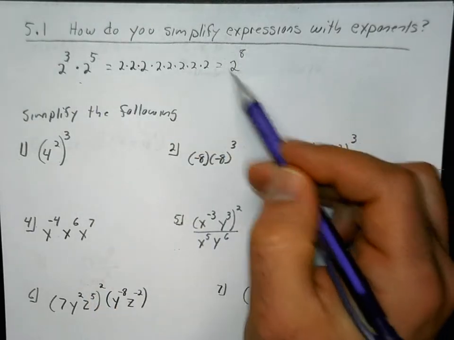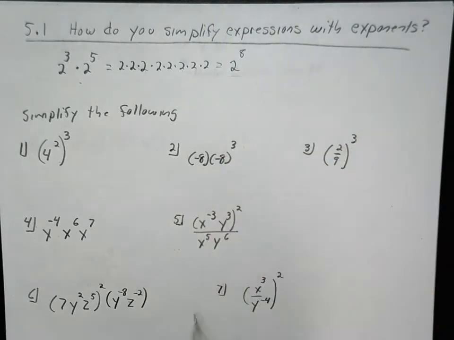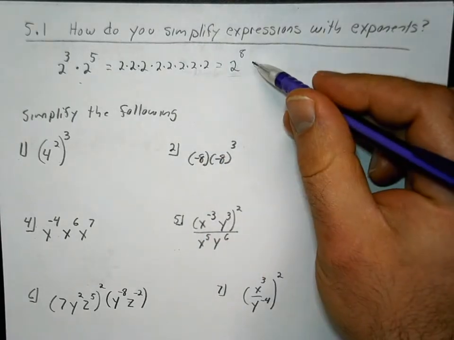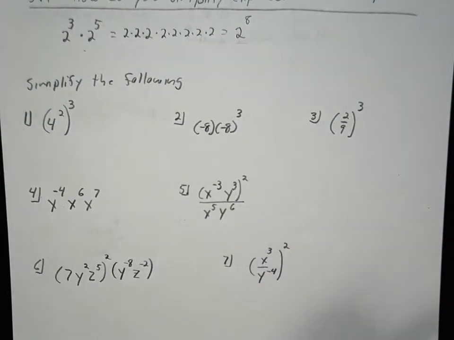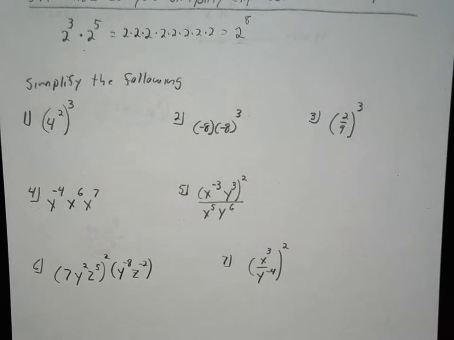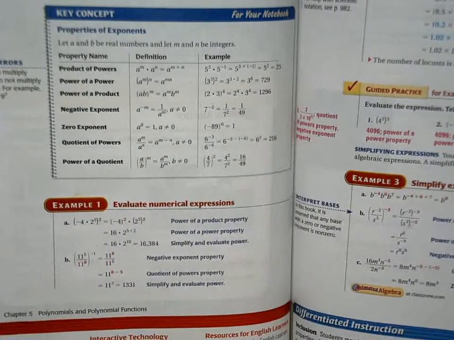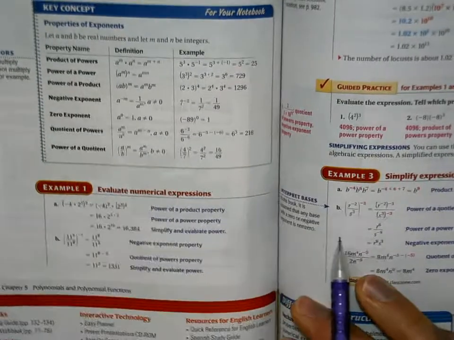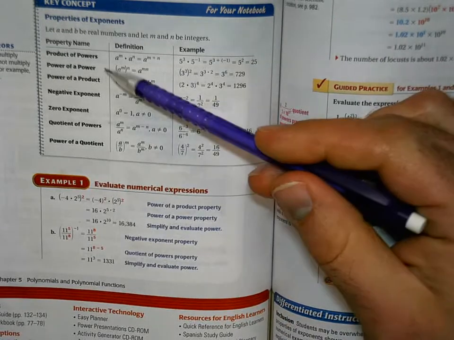Okay, so that's one of the properties of exponents, the product of powers property. Okay, and we have several other properties we're going to look at so we can simplify problems like these ones here. Okay, so in your book on page 330 are all the properties. I'm going to pull my book out right here. This is page 330, key concept. And we're going to go through each one of these.